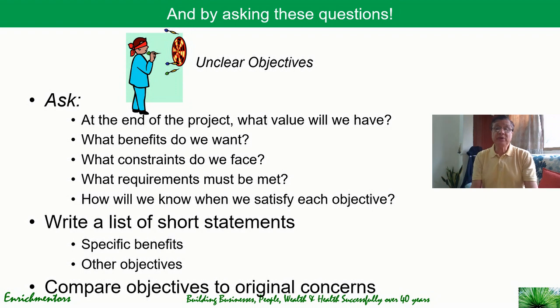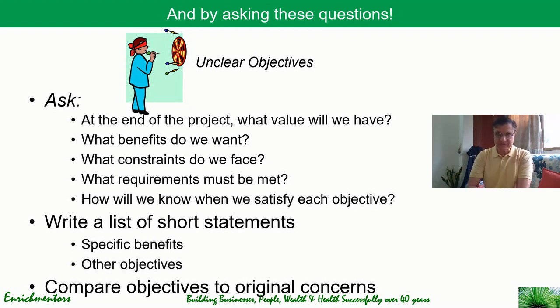And then you compare objectives to the original concerns that made you take this work or project up. You say: if I do all of these things, if I deliver all these benefits, if I'm able to manage these constraints, if I meet these requirements, if I satisfy each objective, will my original issues or concerns that made me do this go away? That's how you can get clarity on the objectives, right?